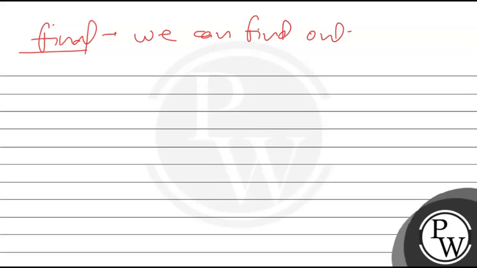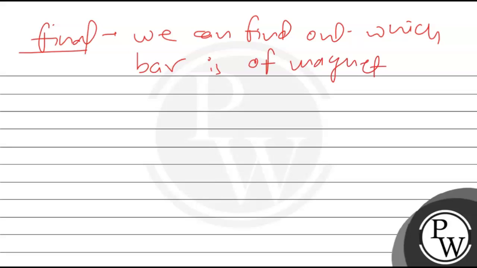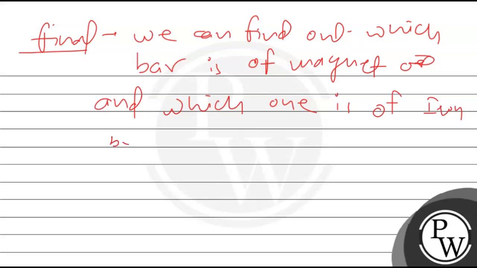Therefore, the final answer is we can find out which bar is of magnet and which one is of iron by the above experiment.